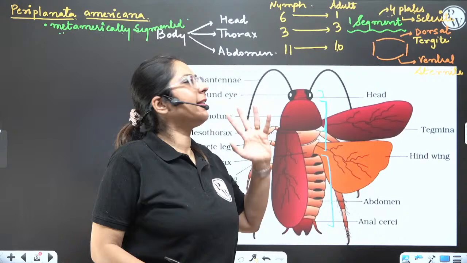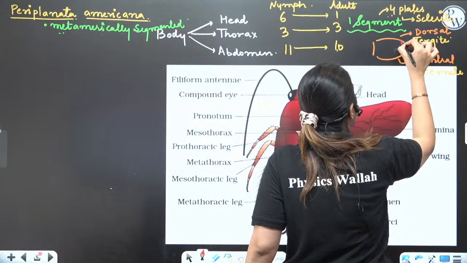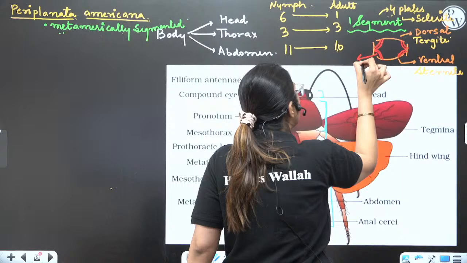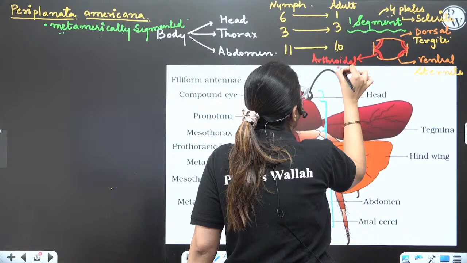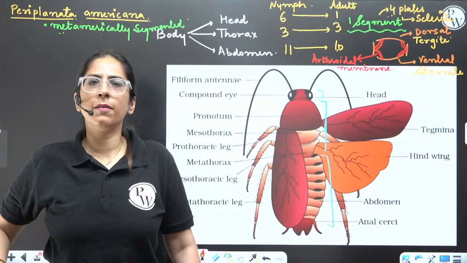One more line is written in NCERT that these are attached to each other by articulating membrane or arthrodial membrane. So, let's label this also. This is termed as arthrodial membrane. Clear? So, they have a pleuron also.